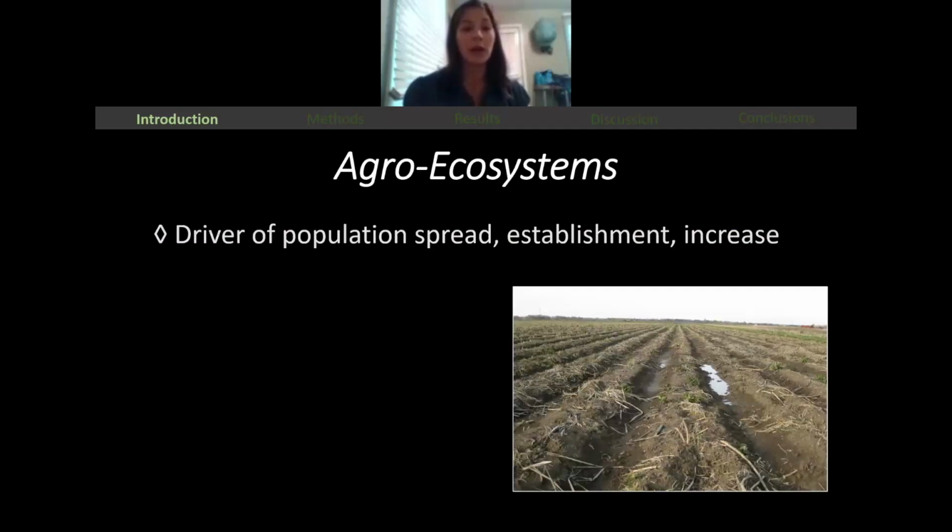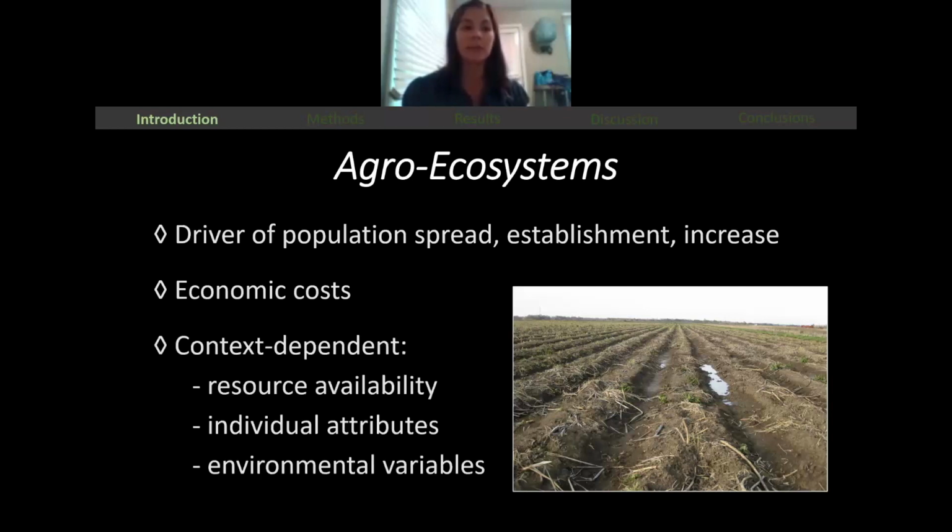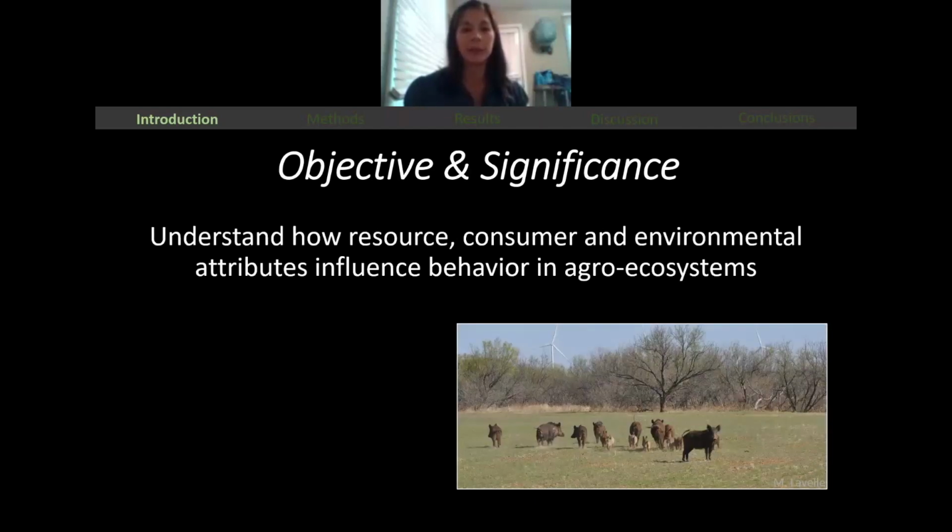Agro-ecosystems are a proposed driver of wild pig population spread, establishment, and increase. Wherever wild pigs are, if they overlap with any crops, there's potential for those pigs to cause damage. They can do that through eating the crops directly, by rooting, which could damage the soil, the landscape, or the plant. And they may even cause damage to machinery trying to repair the rooted soils. Crop use can also be dependent on other things, such as what other resources are available to those pigs, as well as individual attributes for those pigs and some environmental factors that we'll get into.